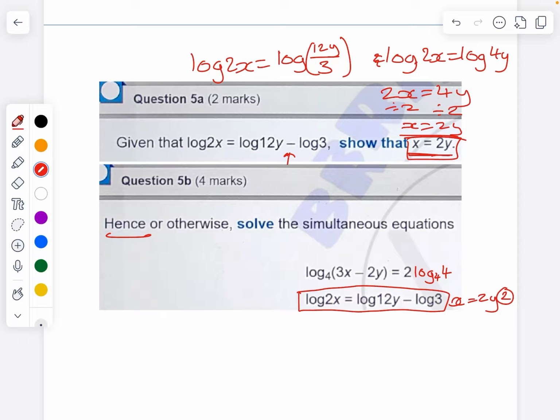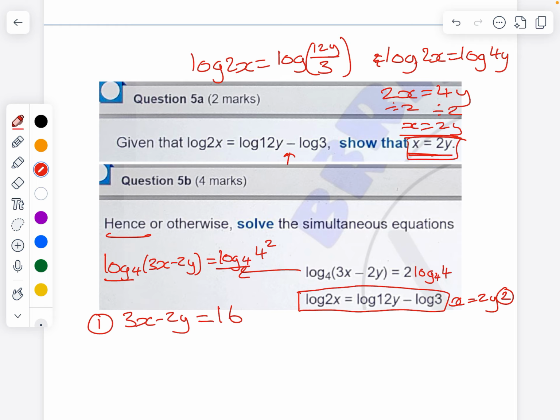Well, on the right side, I can actually add in a log 4, because that just equals 1. So if you need to add a log into the question, you can write it with the same base. Now I can bring the 2 up. So I can write this, if I write it over here, as log 4, 3x minus 2y. And that equals log 4 and then 4 squared, which is 16. And now they're the same. I can rewrite the first equation now as 3x minus 2y, and it equals 4 squared, which is 16.